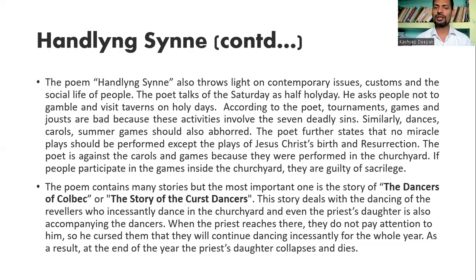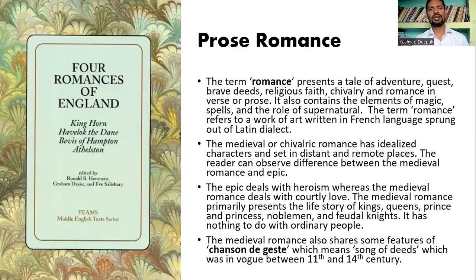The poem also contains many stories, but the most important one is the Dance of Kölbigk, or the story of the cursed dancers. The story deals with the dancing of the revelers who incessantly dance in the churchyard, and even the priest's daughter is accompanying the dancers. When the priest reaches there, they do not pay attention to him, so he curses them to continue dancing incessantly for the next whole year. As a result, at the end of the year, the priest's daughter collapses and dies. That is the poem we have, and now comes the second section, that is prose romance.